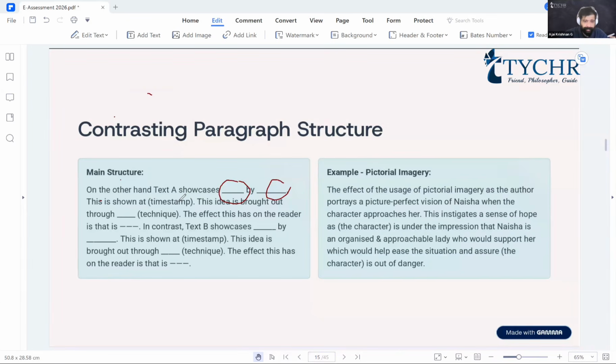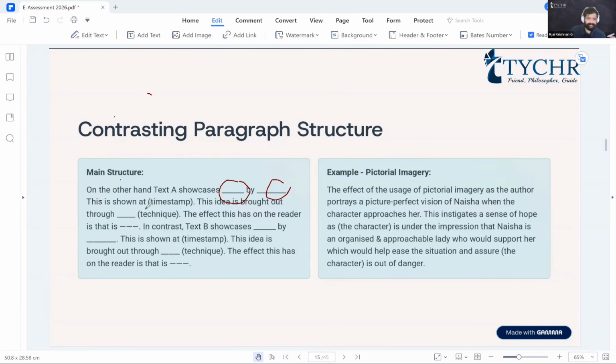And again, you list a timestamp. The idea is brought out through a specific technique. So here you're supposed to talk about any specific technique which you think is contrasting. Contrasting is a bit easier to do in compare and contrast, because comparison becomes difficult. It's difficult to find similarities in the text, but it's very easy to find differences.